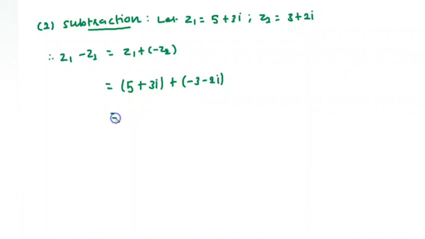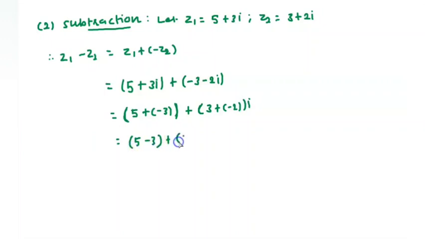Now simplifying as we have done in the addition, sum of real parts, so 5 plus minus 3, plus 3 plus minus 2 into i, which can be simplified as 5 minus 3 plus 3 minus 2 into i, which is equal to 2 plus 1i or simply 2 plus i. So this is the subtraction.